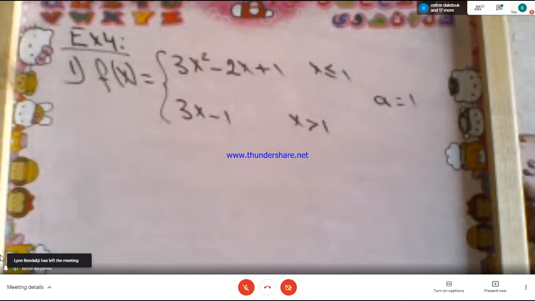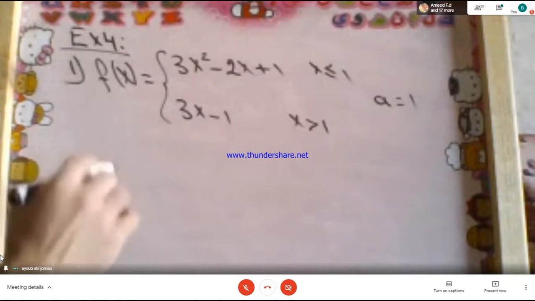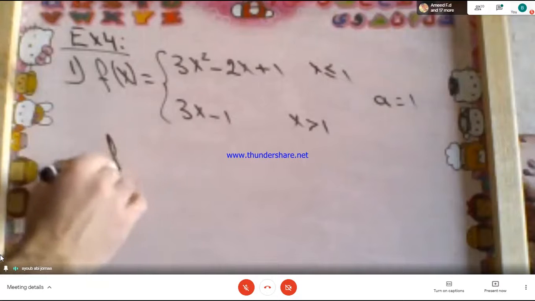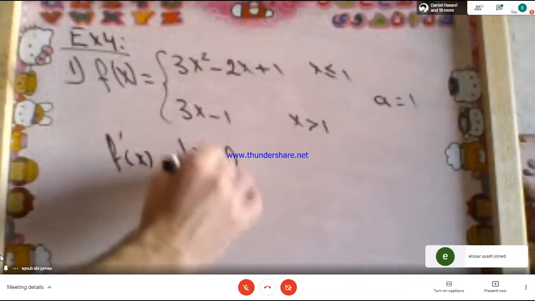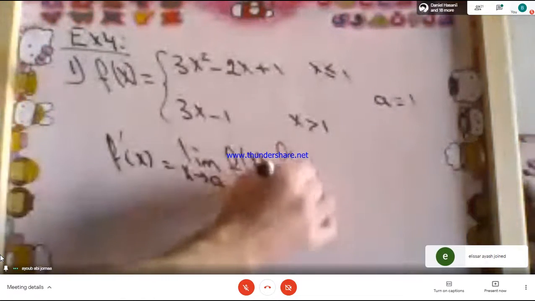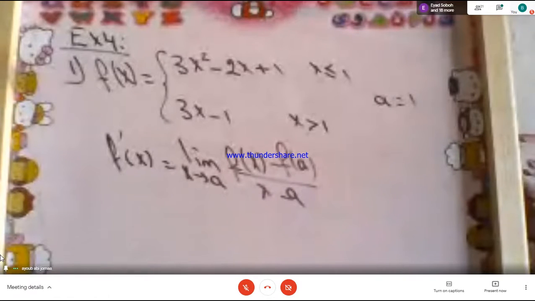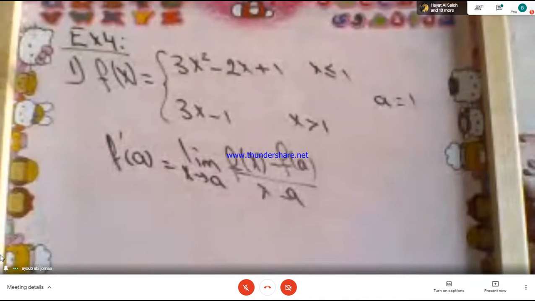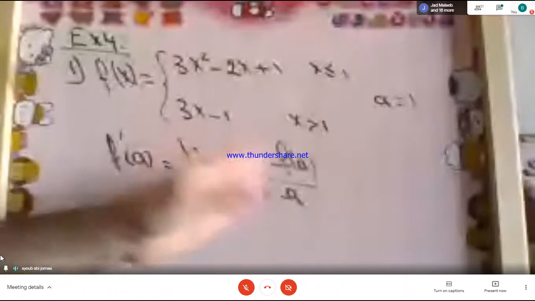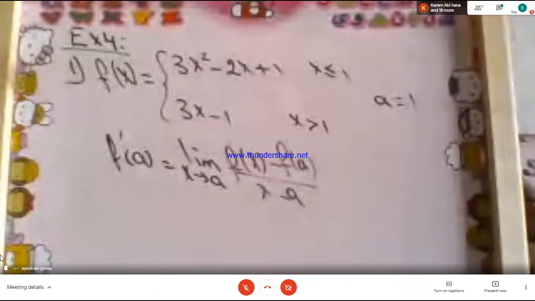To explain the meaning of differentiable function, from the definition of the derivative, we said f prime of a is the limit as x approaches a of f of x minus f of a over x minus a. In this way we defined the derivative, right? It is the limit of f of x minus f of a over x minus a.